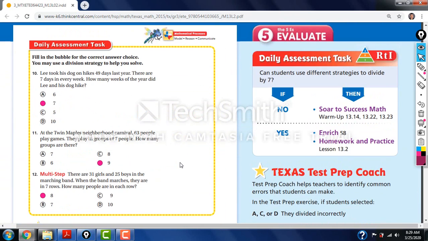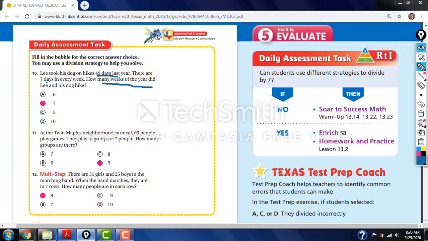Here is your daily task assessment for 13.2. I'm very happy to hear that a lot of you are being very successful with this, getting good feedback from your parents. Things should be going well. So let's look at this question. Lee took his dog on a hike for 49 days last year, 7 days in every week. How many weeks of the year did Lee and his dog hike?